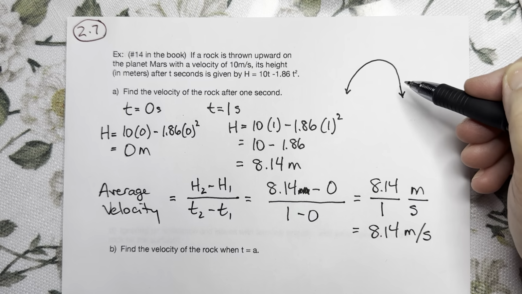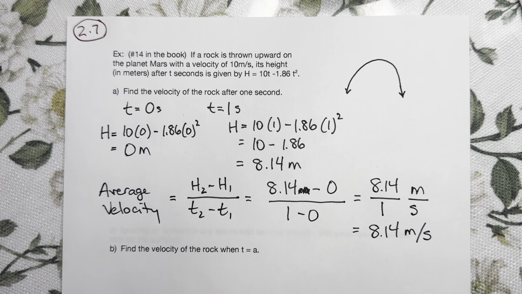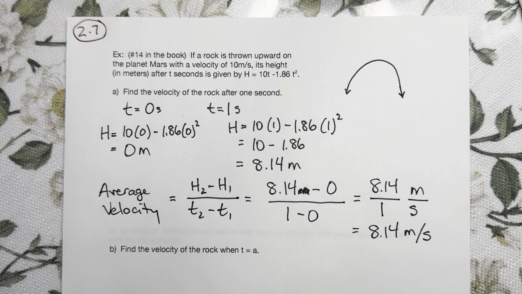We're not sure. So average velocity gives us a number, but it doesn't give us a lot of precision about what's happening exactly. But it does give us an idea of what's happening after 1 second.